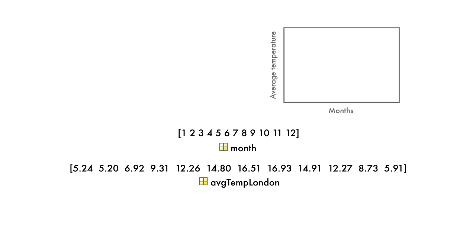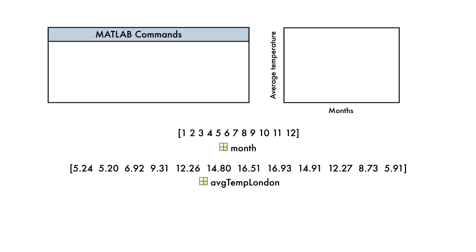In many applications, we want to plot multiple data sets on a single graph to visualize the relationship between the data sets. Consider a vector of average monthly temperatures in London and another vector containing the months of the year.